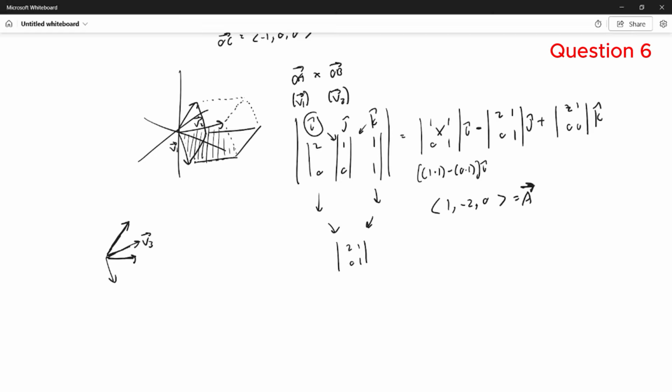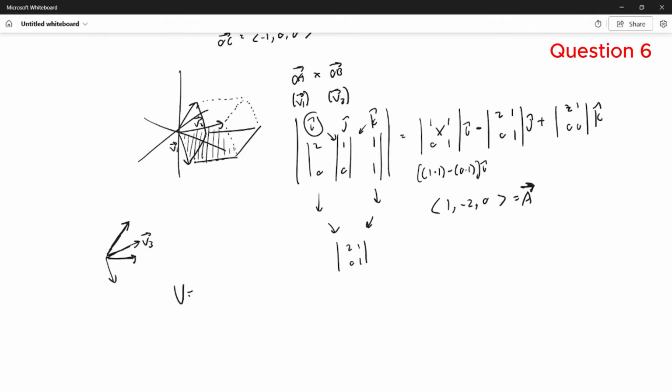And as V3 approaches perpendicularity with V2 or V1, its volume becomes maximized. So what does that tell us then? That tells us that the volume is maximized when V3 is parallel with A. And this signifies that we should use the dot product to complete the calculation of finding the volume.